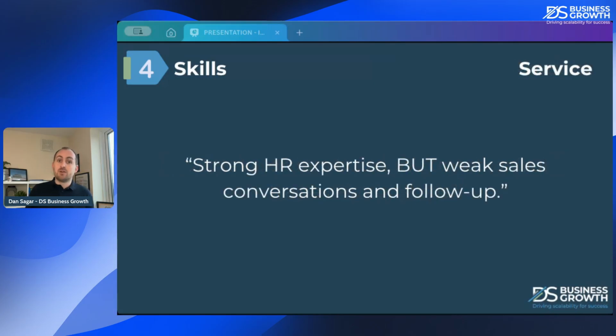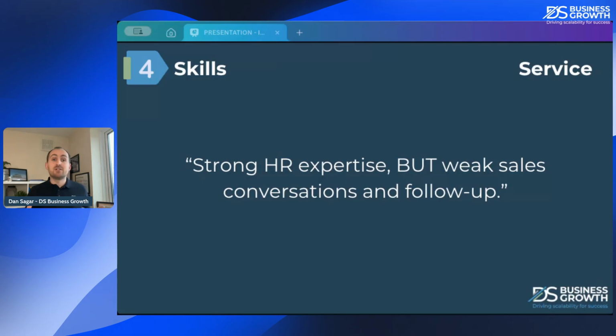Okay, and that crosses over into our service-based business as well. Okay, we might have in our imaginary HR consultancy here, we might have a couple of staff members, even if it's a small business, who are absolutely brilliant at the HR consultancy. They're an expert in their field. They know the advice.